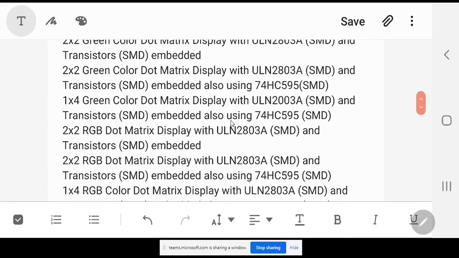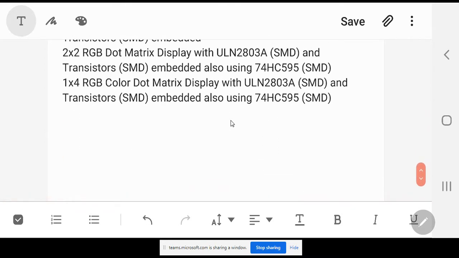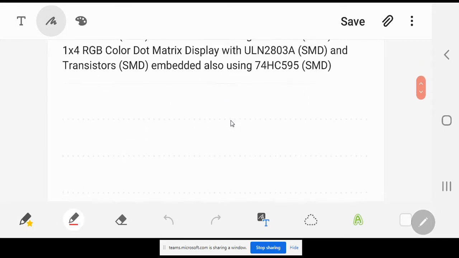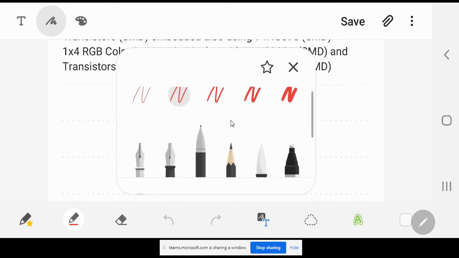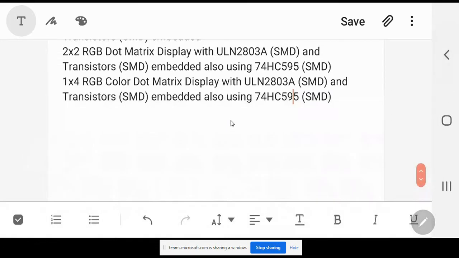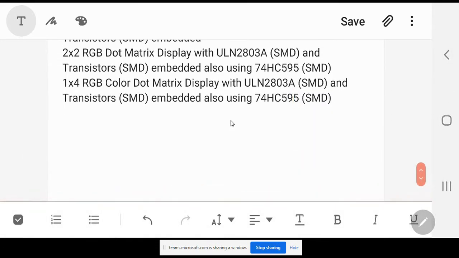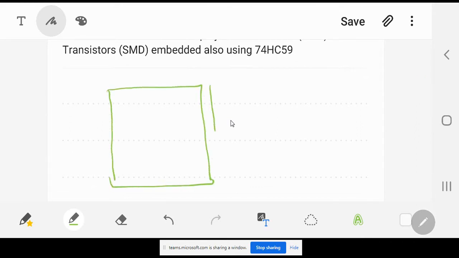So this is the same project number 2 to 7. Now, what does 2 cross 2 mean over here? This is very important. When I'm using the word 2 cross 2, it means that, supposedly, since I'm talking about the green color dot matrix, I have one dot matrix here, and I have one dot matrix here.